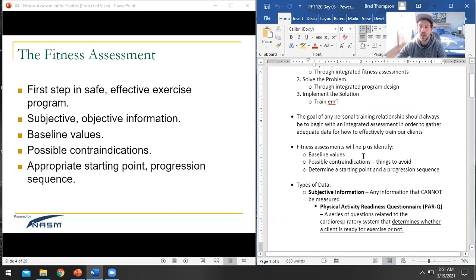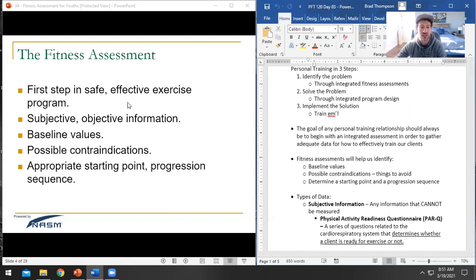So, if we're talking about the idea of a fitness assessment, right? The goal of any personal training relationship is always to begin with an integrated assessment. That way we can gather adequate data in order for us to be able to effectively train our clients, right? I can't write a program unless I know a little bit about how you move, right?